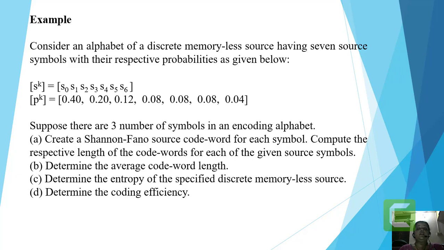It is said that there will be 3 symbols in an encoding alphabet. So this line tells us the m value, and for this numerical, m turns out to be 3. It is asked that we have to create the Shannon-Fano source code word for each symbol, and compute the respective length of the code words for each of the given source symbols.